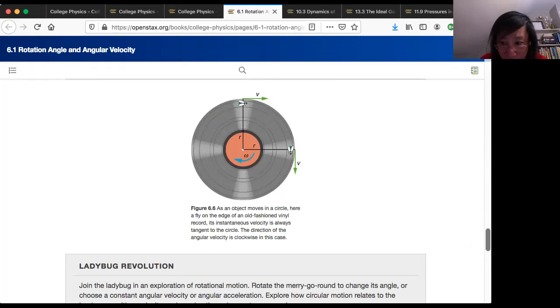I don't know if you guys are vinyl collectors. What is with this fly thing on the vinyl? You know, I didn't write the book, but why not?